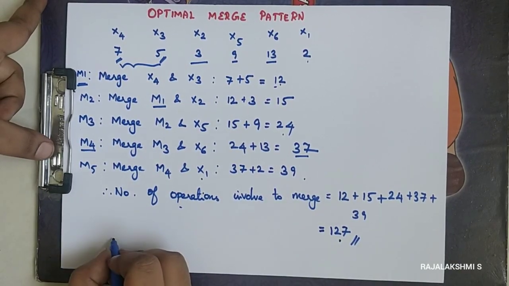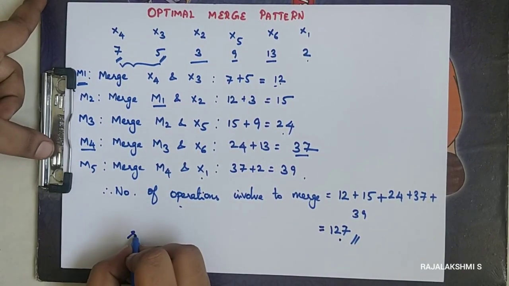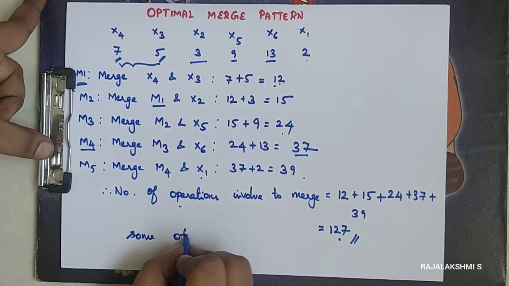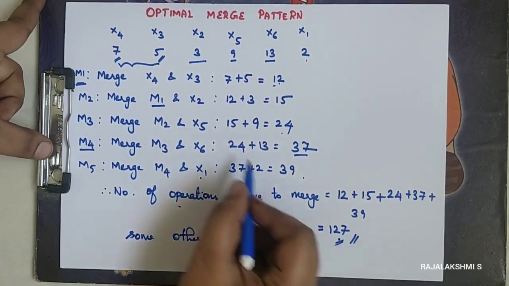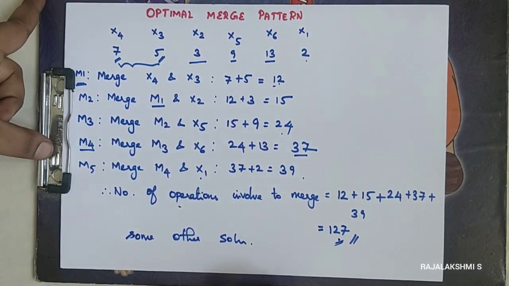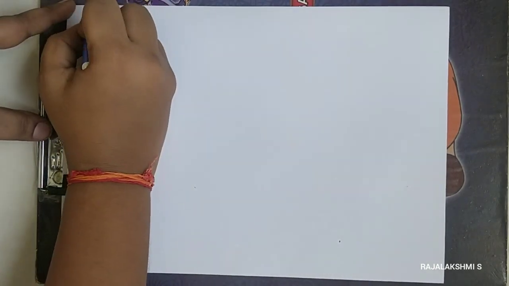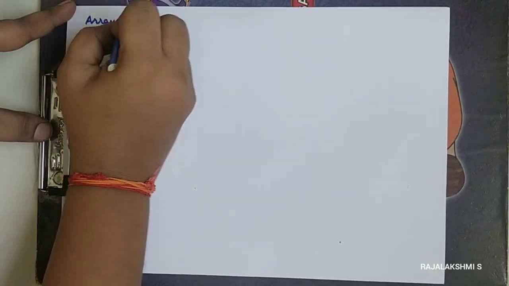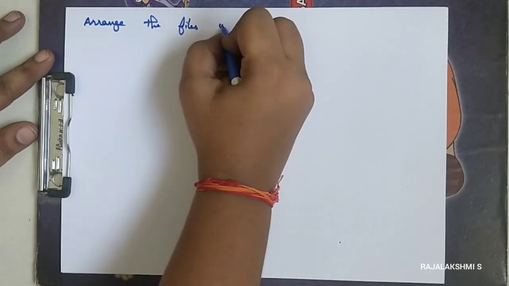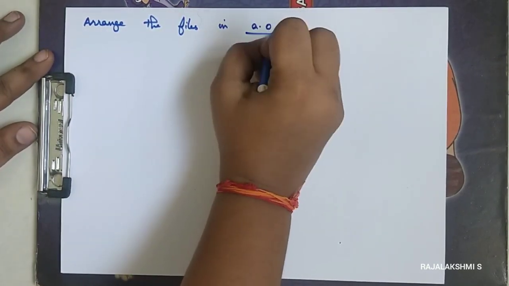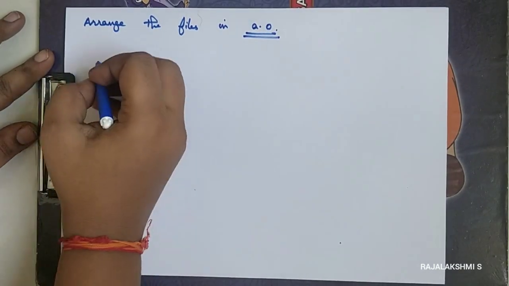So we may look for an optimal solution. We will check for some other solution where the number of operations required to merge the files is minimum. Okay. So one such solution is to arrange the files in ascending order. Okay, arrange the files in ascending order.